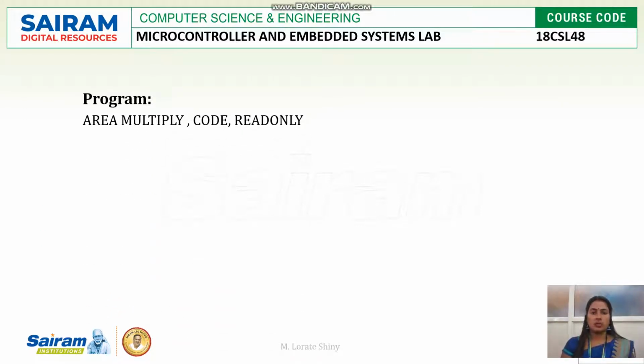Always, at the start of the program we have to include the AREA directive which we have seen. AREA is the first directive we have to include. It is followed by a section name, which means we can give a program name. So this is the multiply program, so I have taken the name multiply.